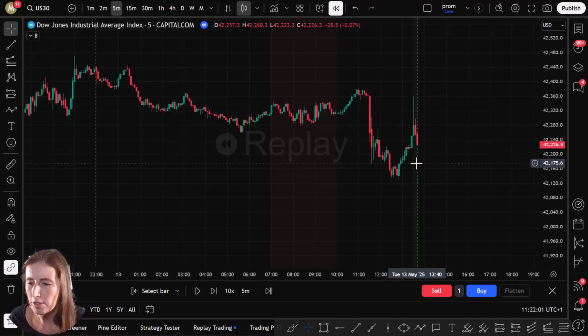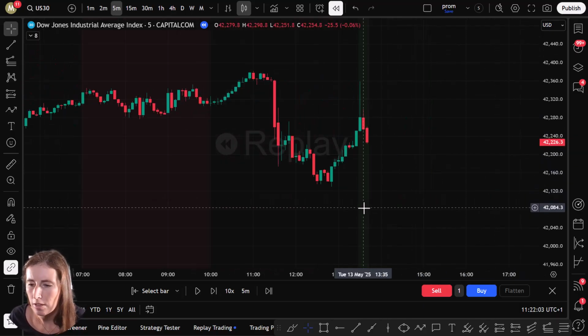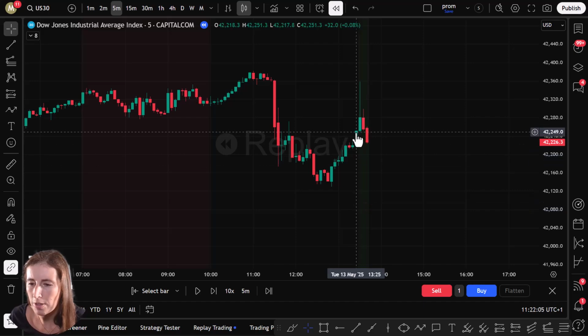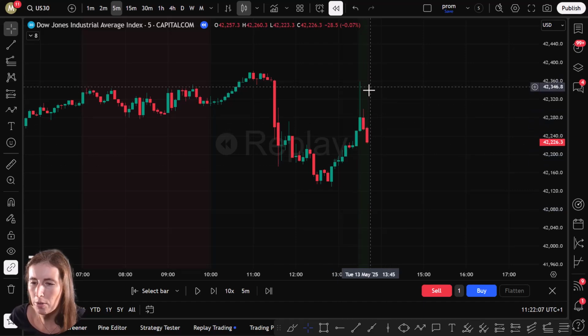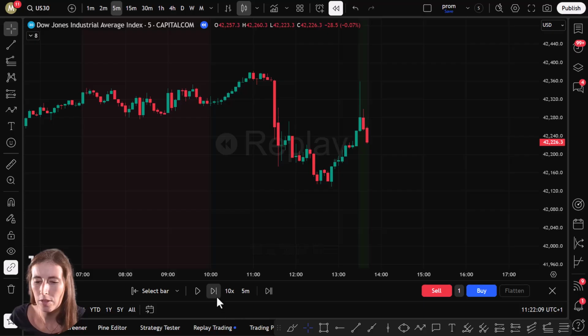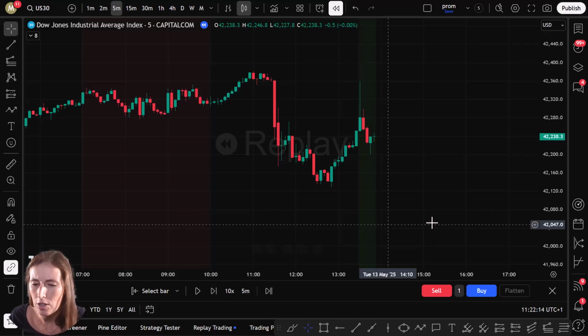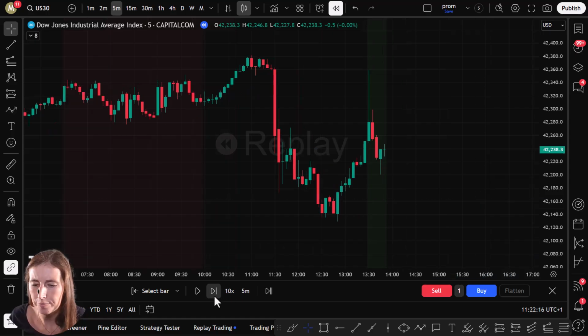Okay, the New York session has opened. 1:30. It's opened here, pushed up. We've got a big wick rejection and we're coming down. So that could be an indication of this bearish intraday trend continuing.